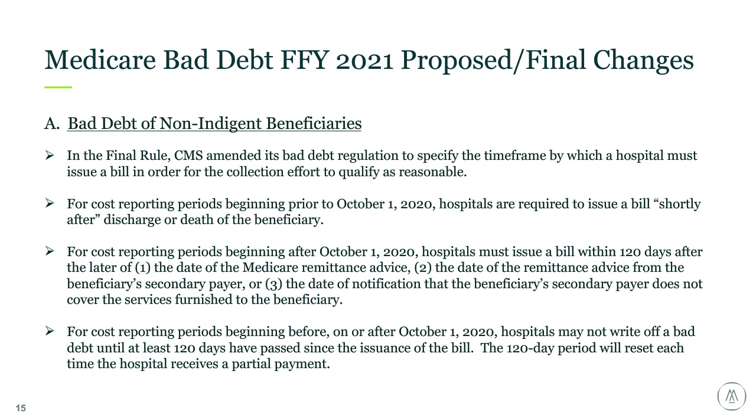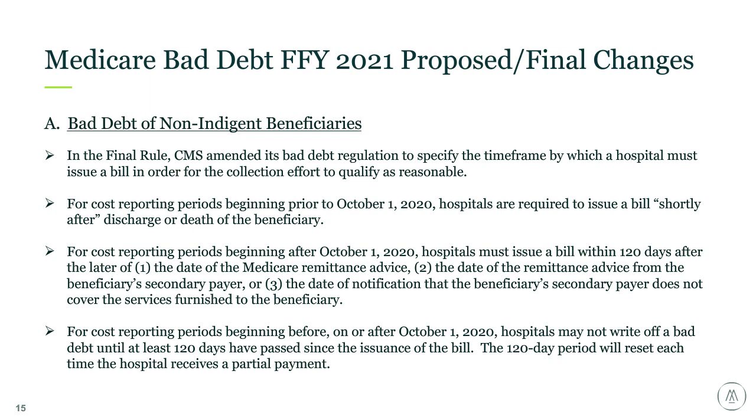CMS has made a final determination that for bad debts prior to October 1st, 2020, which is the period we're currently in, they're required to issue a bill shortly after discharge or death. However, after October 1st, 2020, hospitals must issue a bill within 120 days after the later of the date of the Medicare remittance advice or the date of the remittance advice from the beneficiary's secondary payer, or the date the beneficiary's secondary payer does not cover the services furnished to the beneficiary.